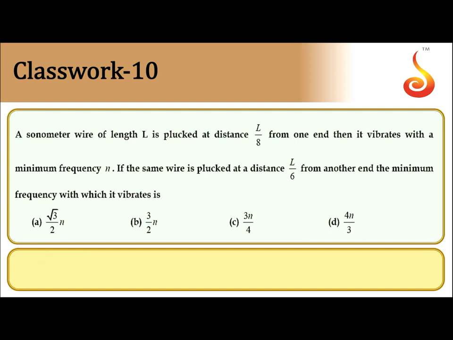Next one. A sonometer wire of length L is plucked at a distance of L by 8 from one end and then it vibrates with a minimum frequency. If the same wire is plucked at a distance L by 6 from another end, the minimum frequency with which it vibrates is. This wire, which is fixed at both the ends, this is L, this is L by 2, this is L by 4, and this is L by 8. It is plucked at a distance L by 2. The point which is plucked becomes antinode. Right? So, we can show the construction like this.